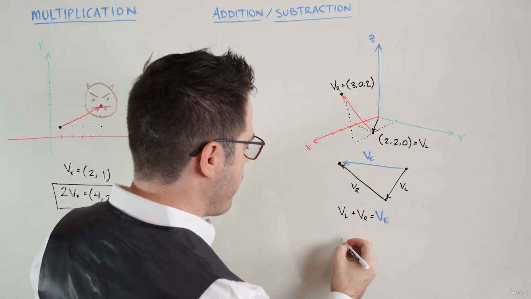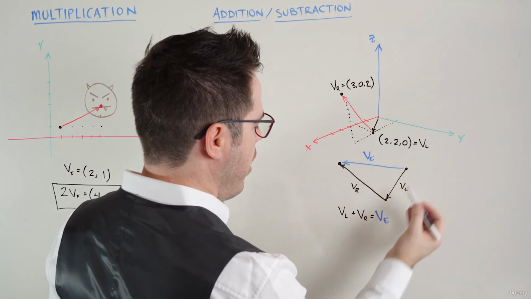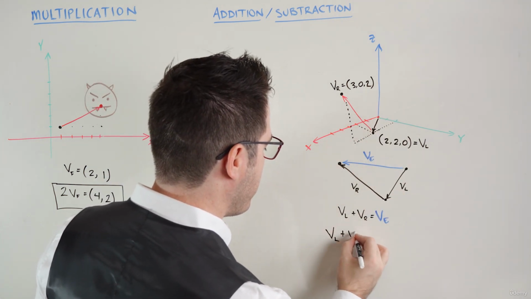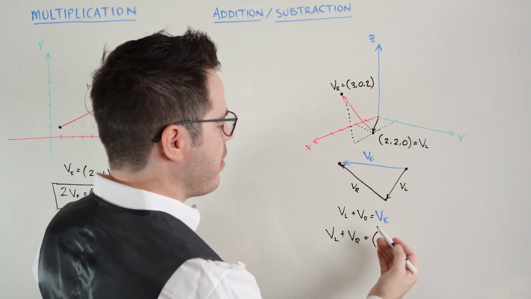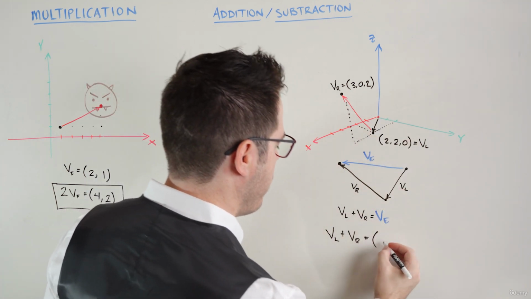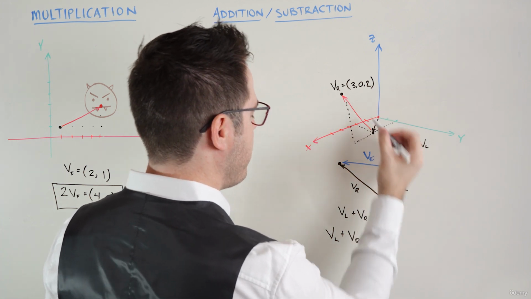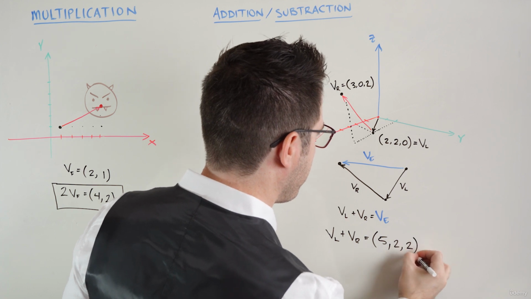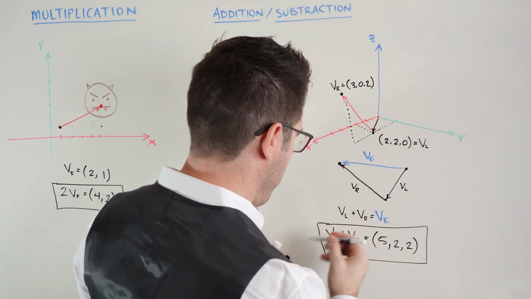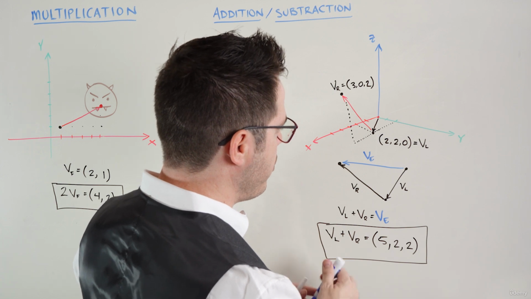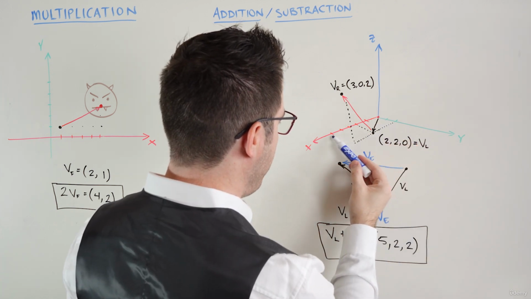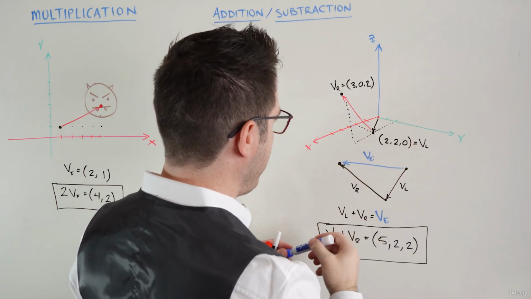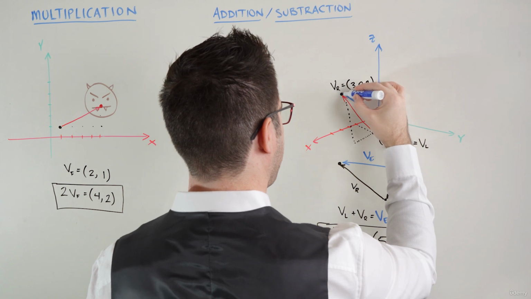We know v sub l. v sub l is 2, 2, 0. And we know v sub r, that's 3, 0, 2. So the result, v sub l plus v sub r, gives us the vector with x coordinate 2 plus 3, which is 5, 2 plus 0, which is 2, and 0 plus 2, which is 2. This is the result we're looking for. This is v sub e, 5, 2, 2. We'd have to travel 5 units in the x, 2 units in the y, and 2 units in the z to get to v sub e, our explosion point.